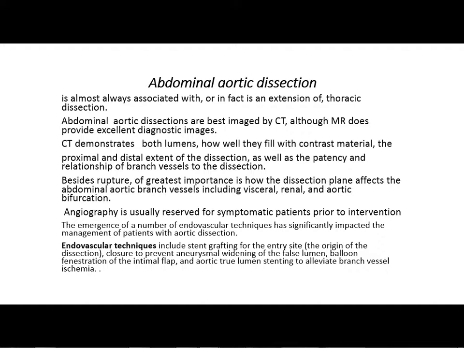Abdominal aortic dissection is almost always associated with, or in fact is an extension of, thoracic dissection. Abdominal aortic dissections are best imaged by CT, although MR does provide excellent diagnostic images. CT demonstrates both lumens, how well they fill with contrast material, the proximal and distal extent of dissection, as well as the patency and relationship of branch vessels to the dissection.